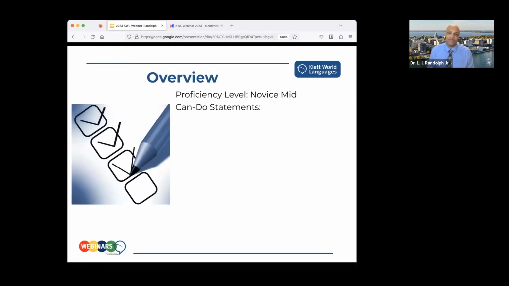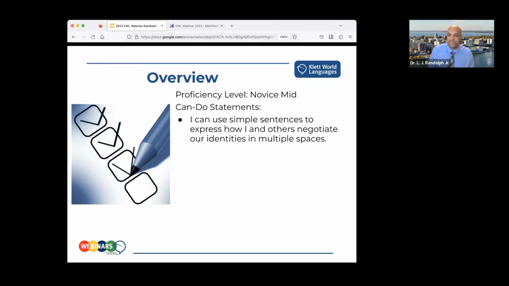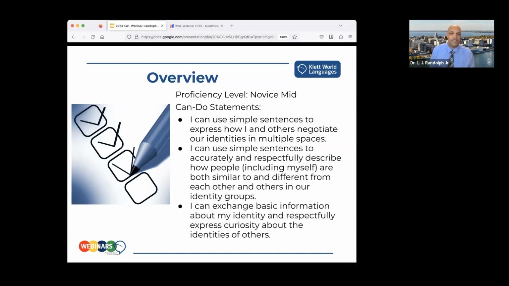And the can-do statements that are associated with it are: I can use simple sentences to express how I and others negotiate our identities in multiple spaces. I can use simple sentences to accurately and respectfully describe how people, including myself, are both similar to and different from each other and others in our identity groups. I can exchange basic information about my identity and respectfully express curiosity about the identities of others.